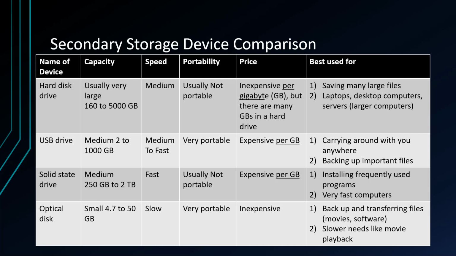All right, so a hard disk drive, it stores the most amount of data typically. It's medium speed, relatively speaking, to everything else. It's not usually portable, although you can get external ones. Price, it is ridiculously inexpensive, super duper cheap. We saw 3 cents per gigabyte. And then what are these things best used for? Best used for storing large files, so large and a lot of files, right?